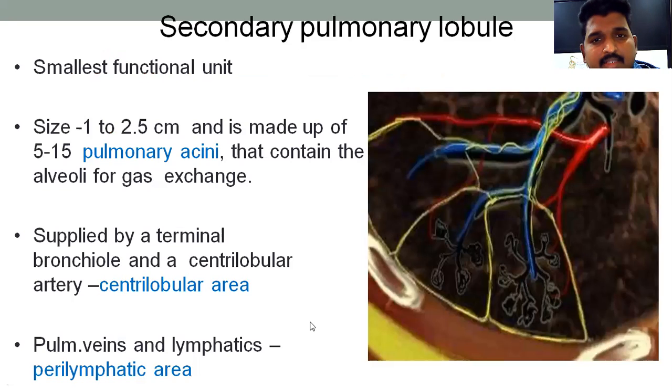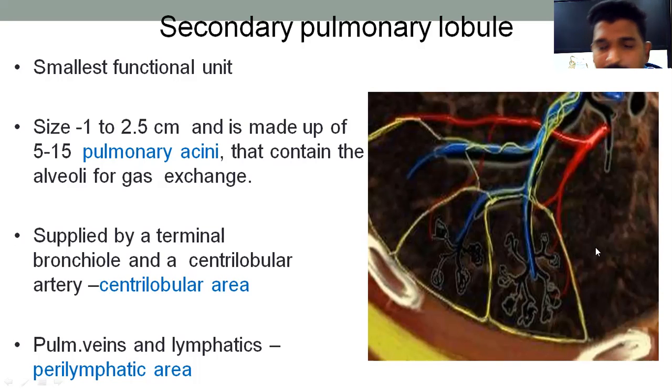Before interpreting the CT, you should know at least some part of lung anatomy. This is the secondary pulmonary lobule. The secondary pulmonary lobule is the smallest functional unit, approximately 1 to 2.5 centimeter in size. As you see, this is the visceral pleura. This is the interlobular septa. You could see the bronchioles, the bronchus, and the vascular structures, the arteries and veins.